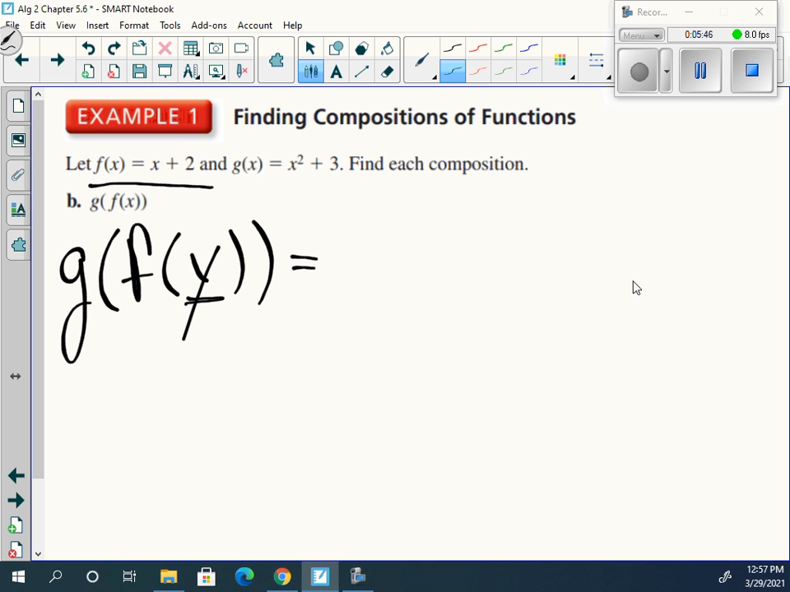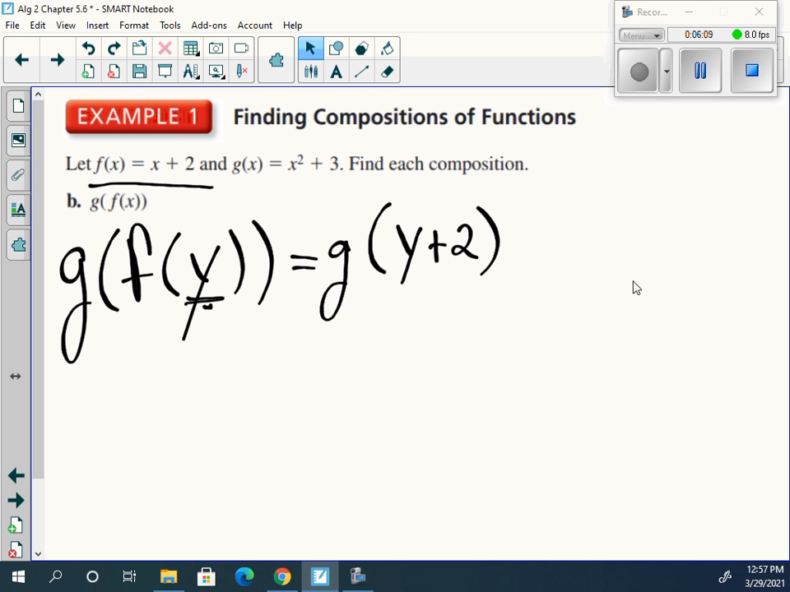Which means every place there's an x, we're now replacing it with a y, yes? So this here would be g of y plus 2. Because we're just replacing x with y, because we have g of y instead of g of x.